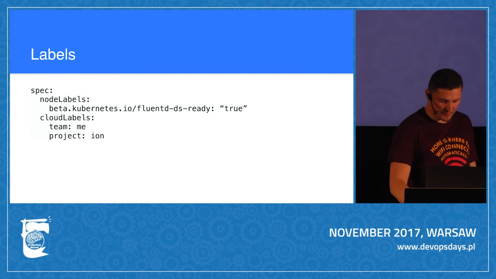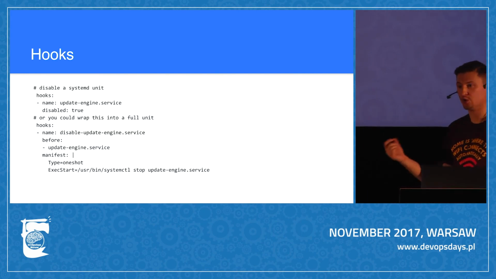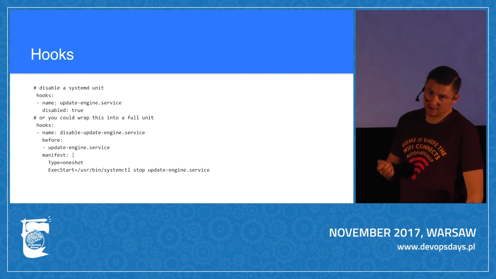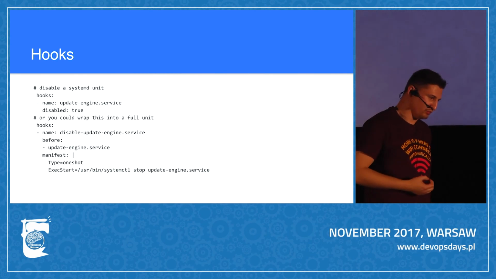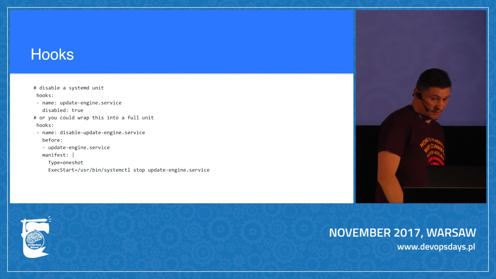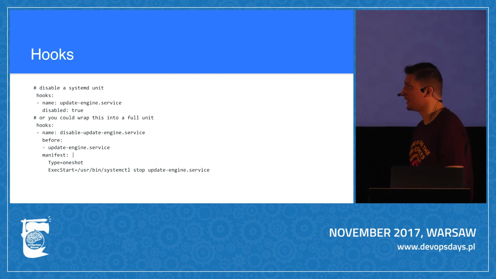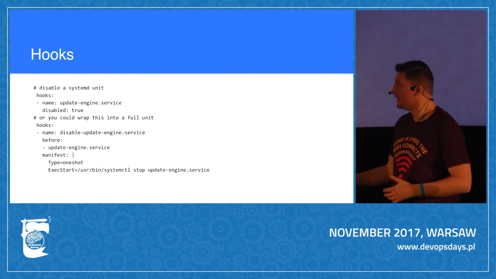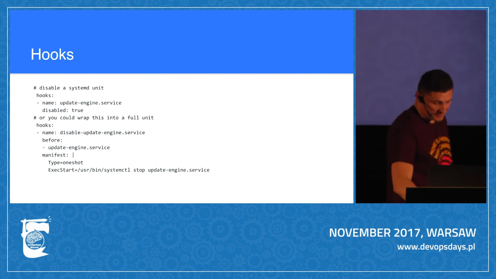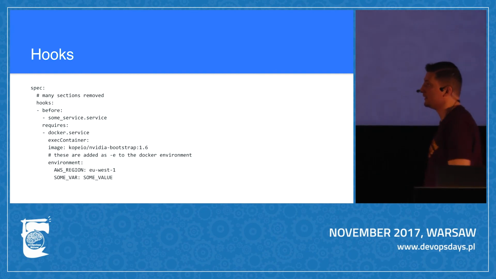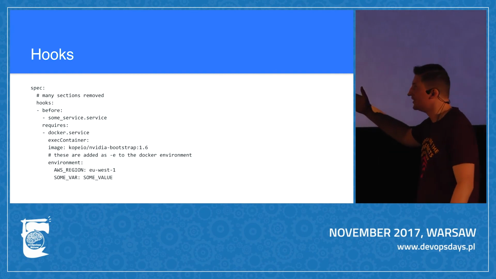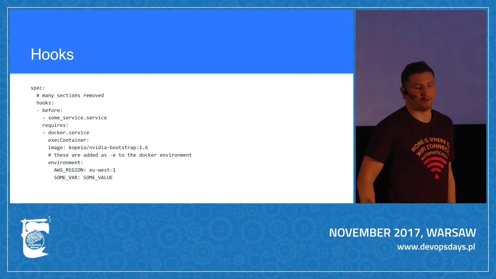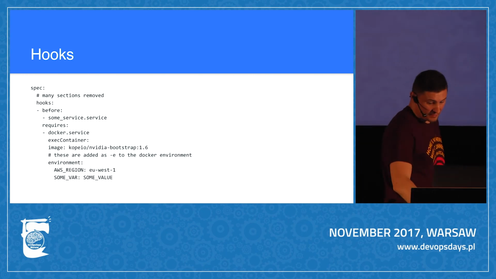And the most important feature is hooks. Hooks allow us to run additional systemd units on the nodes that are pulled into the cluster. For example, that way we can make a daemon that will disable the update engine of CoreOS. Another example is that we can put the Nvidia bootstrap GPU hook to expose the GPU of the instance. And that's all for today.